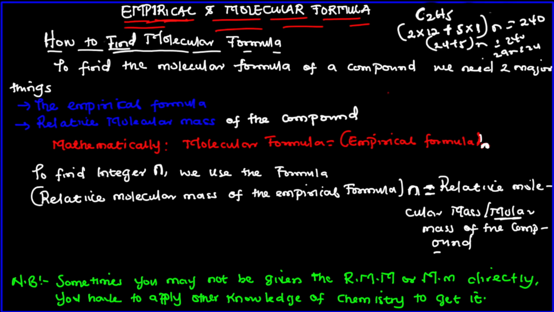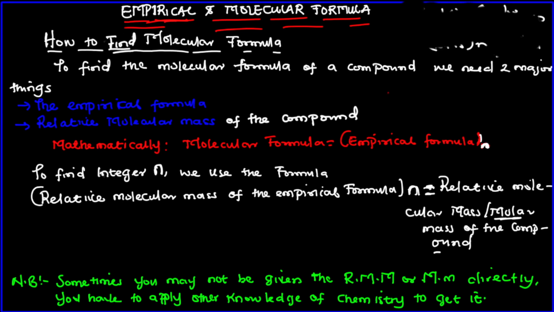The n you get, you now use it to multiply the empirical formula. So assuming, let me use for example, I got n as 2. The n is not 2 here, I'm just using it as an example. So you just multiply it with the subscripts. So 2 times 2 is C4 and H10. Simple. I'm just trying to go back to the basics.